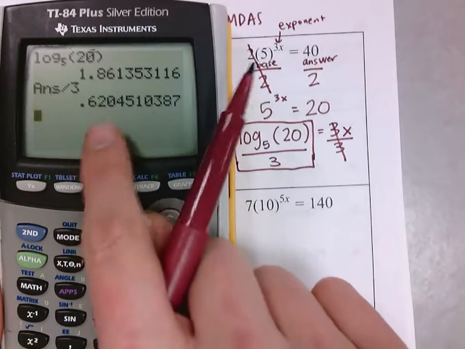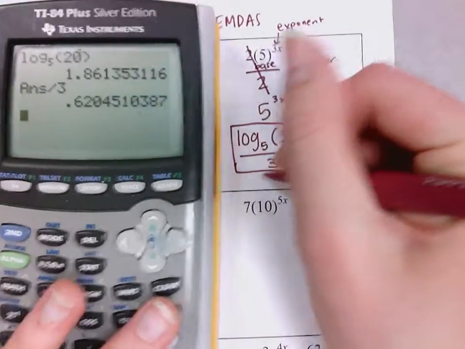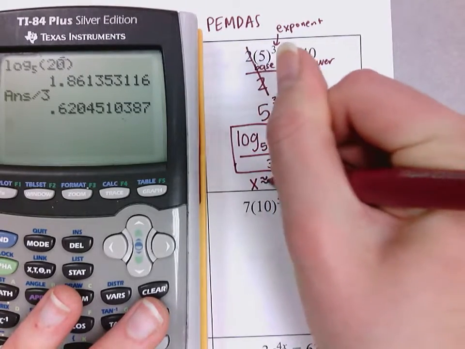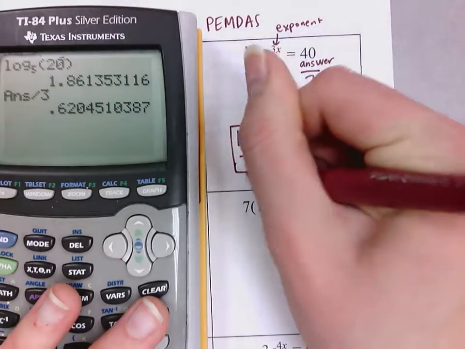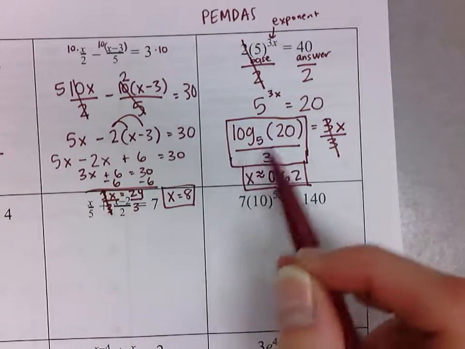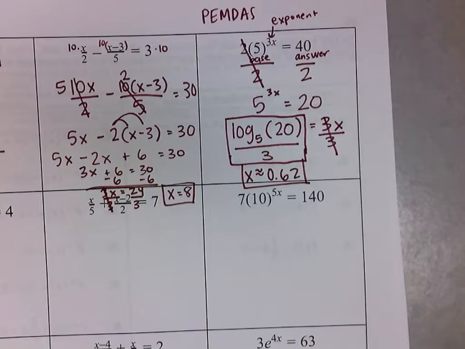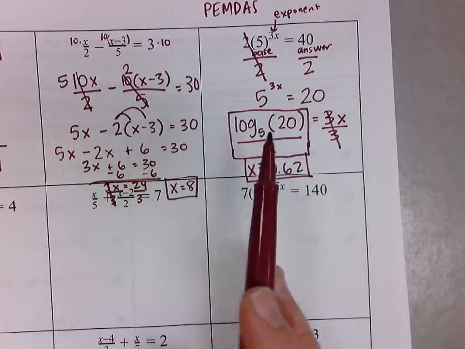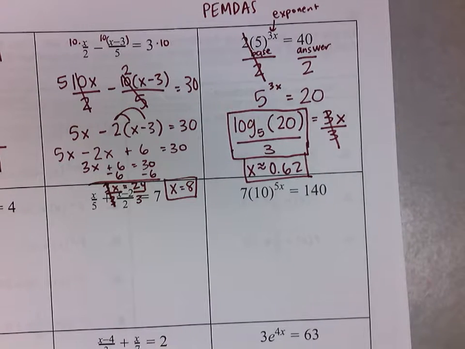So there is my answer, 0.620. Definitely make sure it stays at 2 decimal places. So x is approximately 0.62. Either one of those is an acceptable answer. This is exactly the answer, and this is rounded. Keep in mind, if my base is 10, I can just put log, that 10 is understood, so I wouldn't have to write base 10.